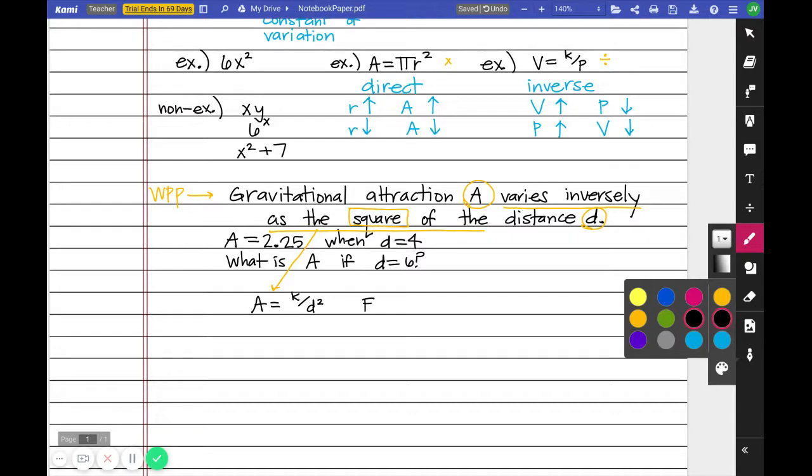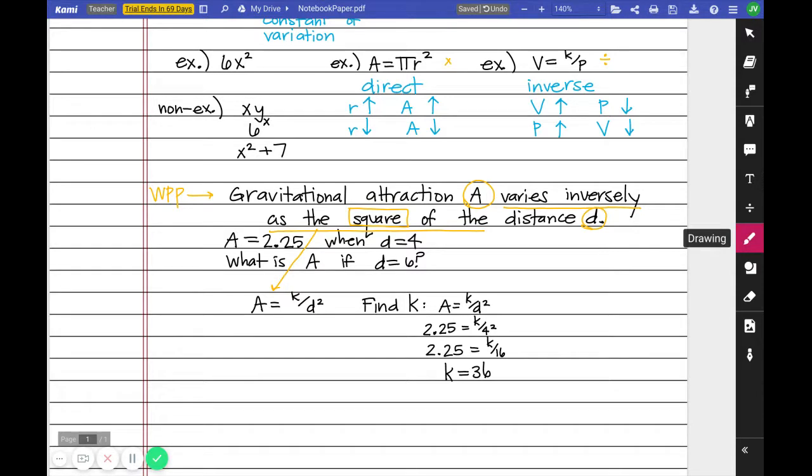So here we go. Find K. A equals K over D squared. Great. A is 2.25 when D is 4. Oh, well, now I've got just one variable left. And I can solve that. K is 36. Why does that help me? Well, because now I can come to this equation and I can say, actually, A equals 36 over D squared. My constant is 36. Okay?